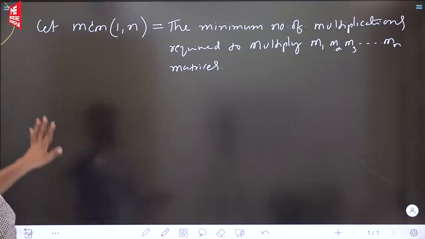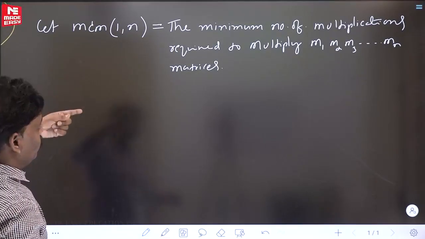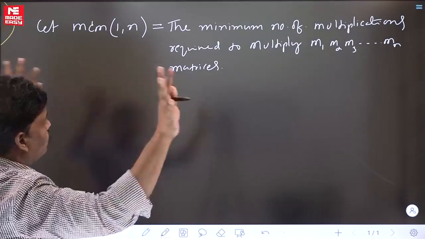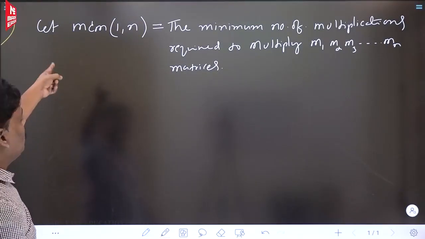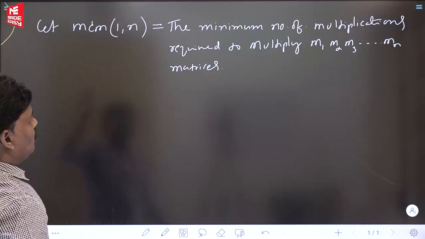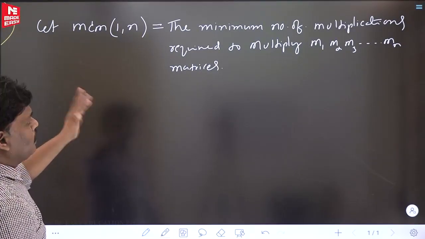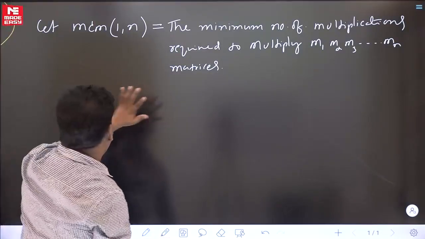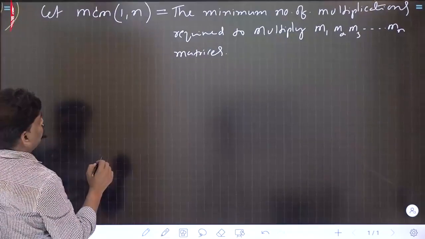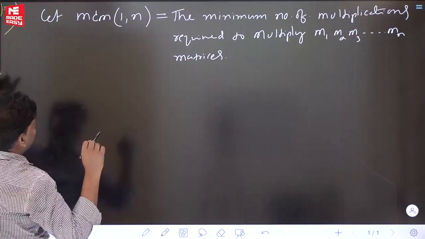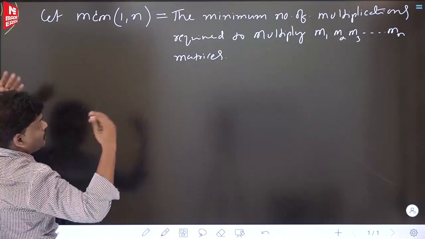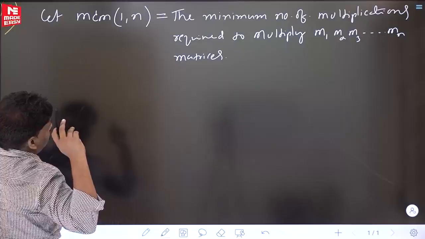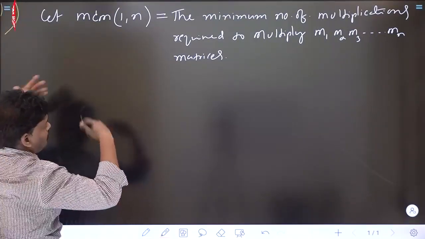When you want to write a recursive program, you should give one name. For the total story, I kept one name. What is that? MCM of 1 comma n, the minimum number of multiplications required to multiply m1 to mn matrices. This is the goal. Now let's see this one. Listen, you know everything. The only thing is, whatever I said until now, I should write a recursive program for that. Until now I said numerical examples, and based on that I am writing the recursive program.